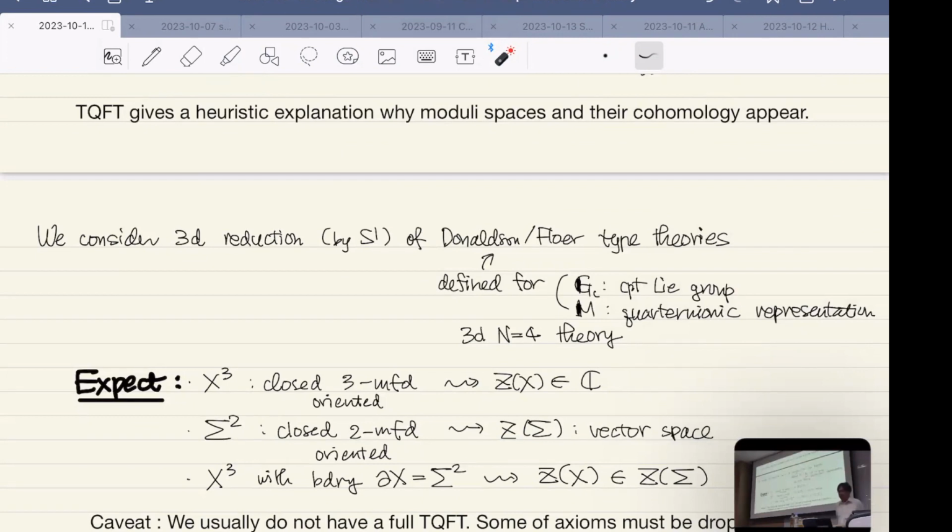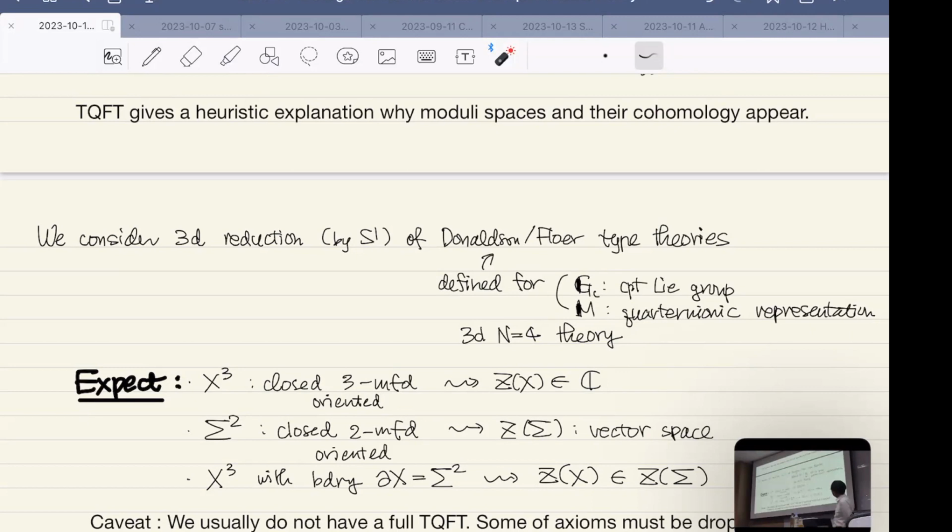Okay, let me continue. So we consider the three-dimensional reduction of Donaldson-Floer theory. Donaldson and Floer take SU(2) as a gauge group and consider the four-dimensional gauge theory. But here we consider the three-dimensional reduction, which formally you can consider as a four-manifold: we just take a three-manifold times a circle. So this is what I mean by three-dimensional reduction.